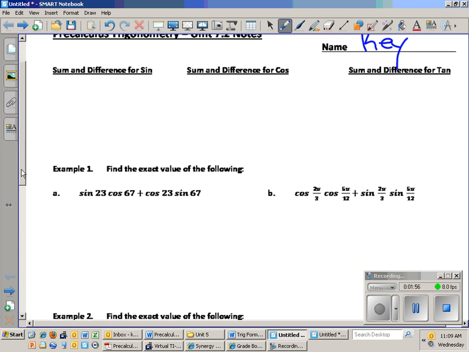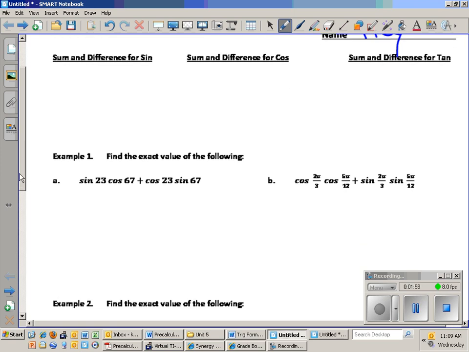Sum and difference for sine. We are going to do sum and difference formulas, namely this. Does anybody know what the sine of 30 degrees is? 1/2. Yes, you look at your chart, you remember it's 1/2. We're going to be able to figure out exact values for things other than 30 degrees, 45 degrees, 60 degrees. And we have to use some formulas. So this is what you want to write down.